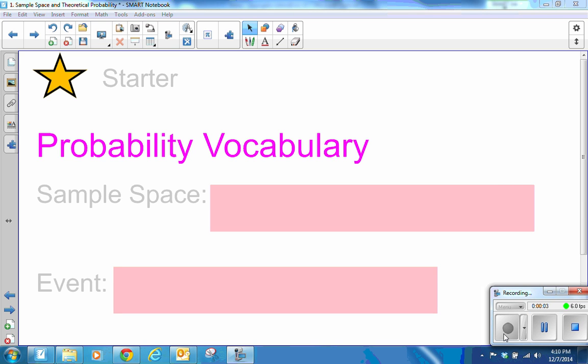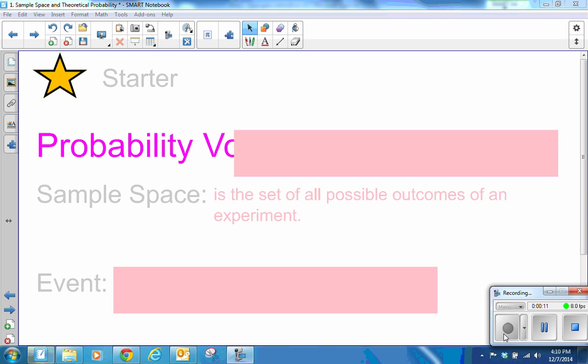We are going to do theoretical probability. Before we continue, I'm going to give you the meaning of sample space and an event. Please write this down in your sheet.